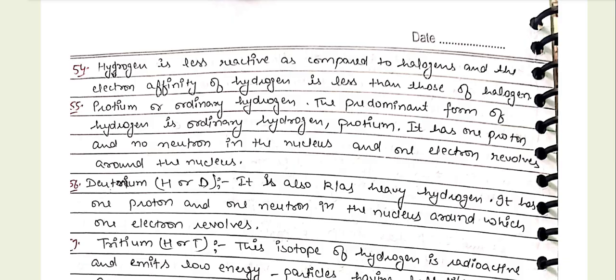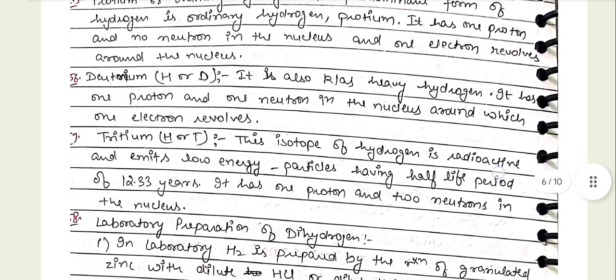Protium, the ordinary hydrogen. The predominant form of hydrogen is ordinary hydrogen, protium. It has one proton and no neutron in the nucleus, and one electron revolves around the nucleus.